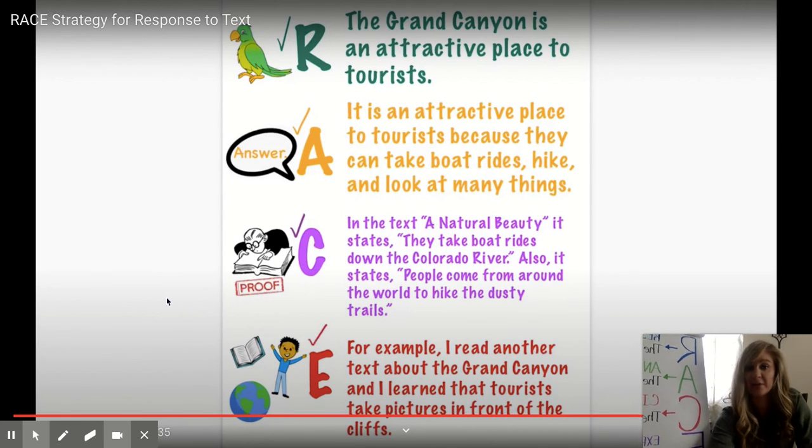Okay, boys and girls, I hope this was helpful. Again, we're going to be using this. Remember, when you're making your text connections, it's to the world, to yourself, or to another story.